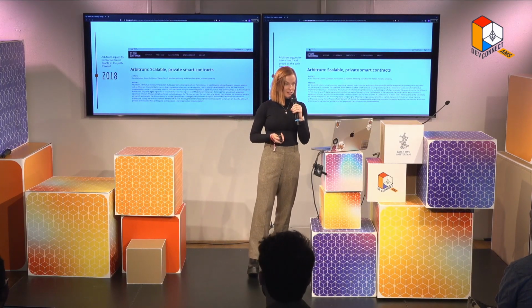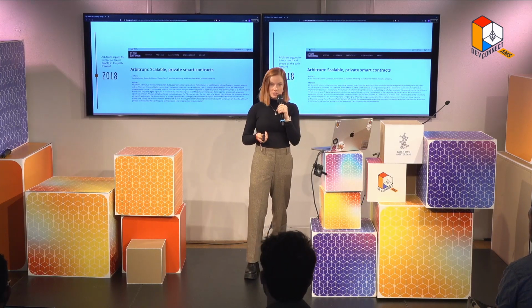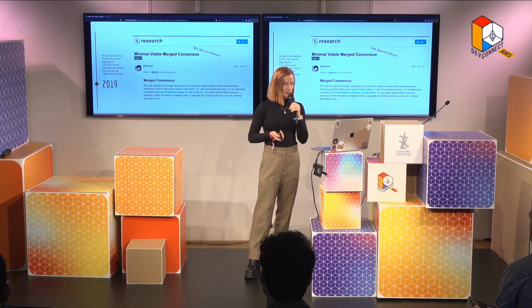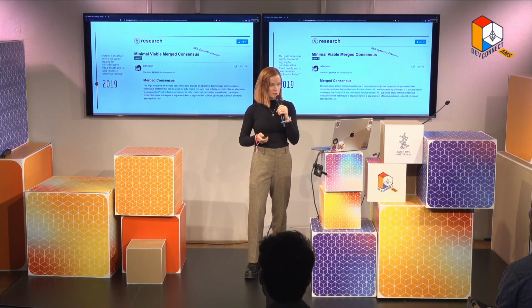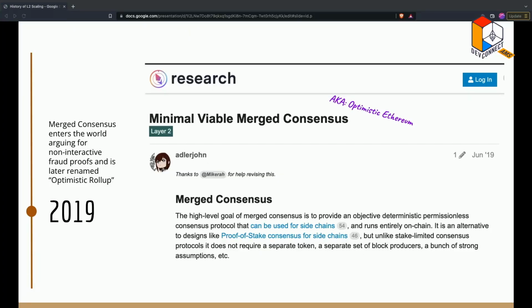Then in 2018, Arbitrum argued for interactive fraud proofs as the path forward. In 2019, Merge Consensus entered the world for non-interactive fraud proofs. Merge Consensus was later renamed to Optimistic Ethereum.